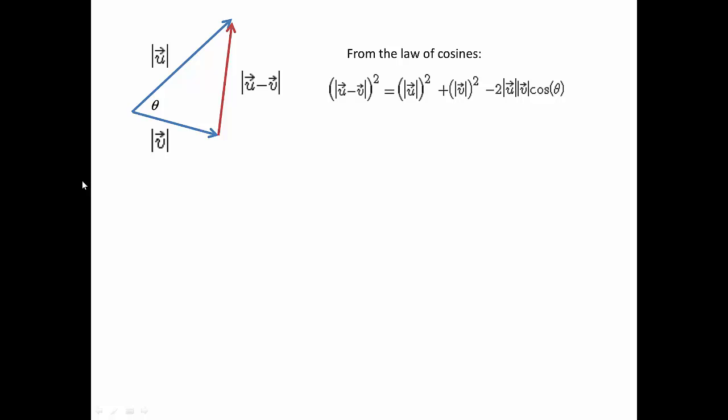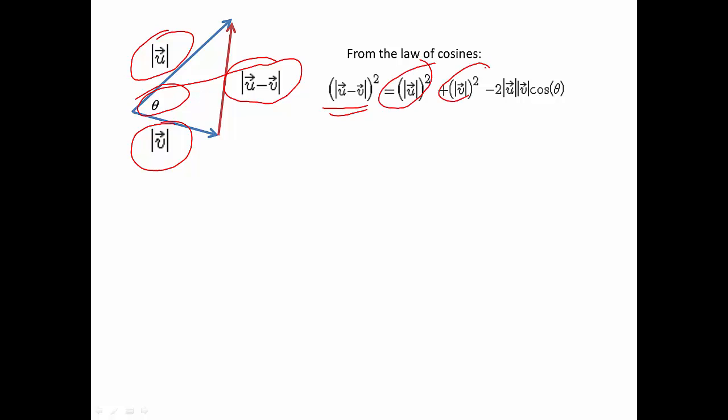The law of cosines actually says this. The length of the side opposite the angle, right? If you square that, it equals one of the sides squared plus the other side squared minus this term here. That's the law of cosines, so we're just applying it to our beautiful triangle here.